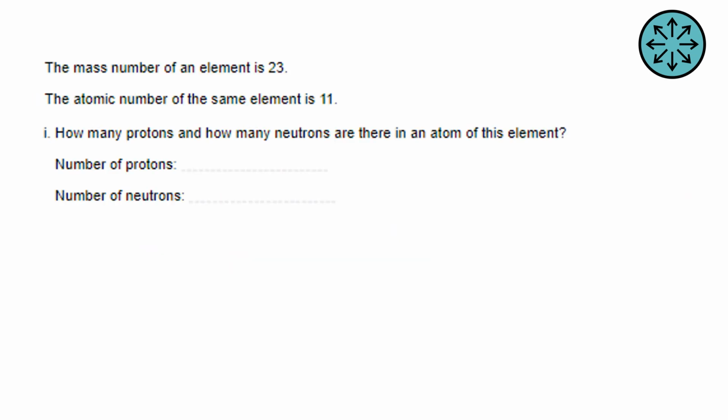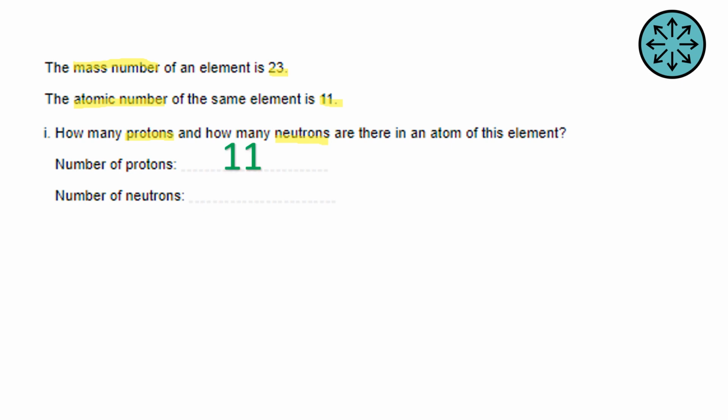Okay, pause the video and have a look at this question for me, please. Okay, so it gives you some information. It tells us that the mass number is 23, and it tells us the atomic number is 11. Okay, and it says how many protons and how many neutrons are in this atom. Okay, so number of protons, which of these numbers represents protons? Well, it's the atomic number, isn't it? And so there are 11 protons.